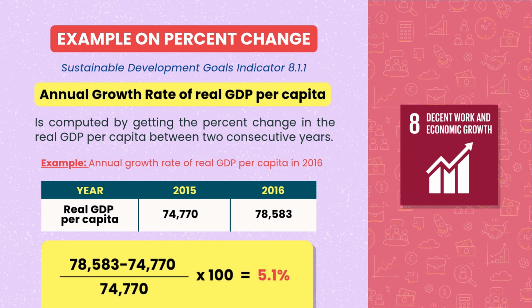Plugging in the values in our formula, we will get a 5.1% increase. And we say that there was a 5.1% increase in the real GDP per capita from 2015 to 2016.